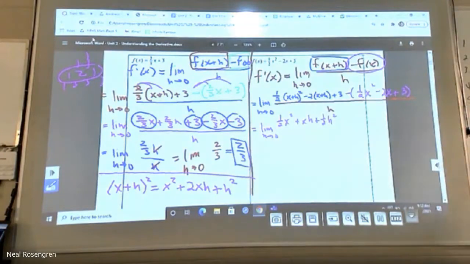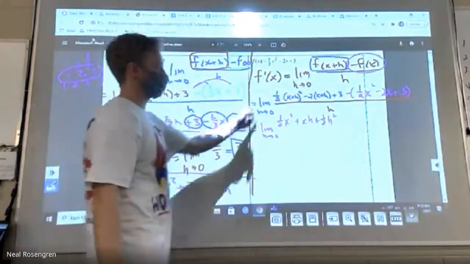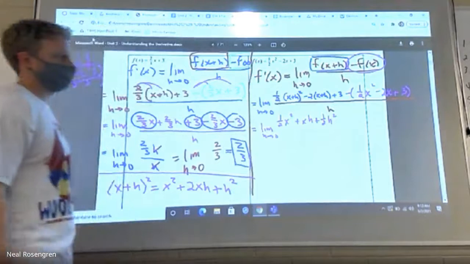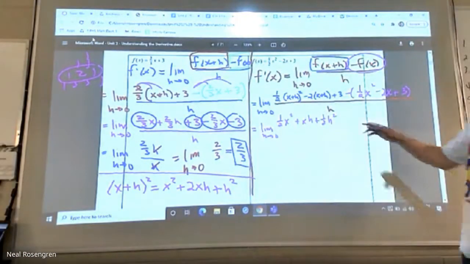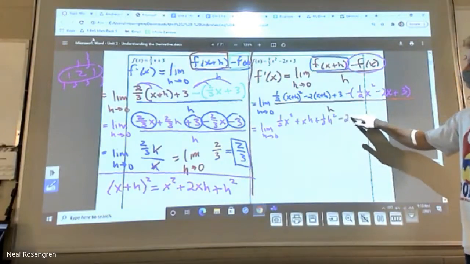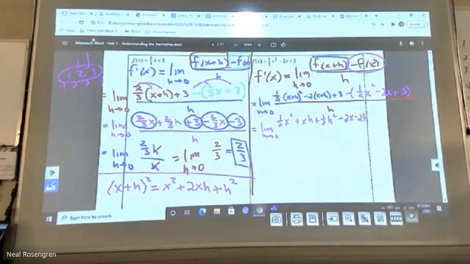Here comes the expansion, right? That's what we're doing now. So I'm taking this side work down here, and I'm just cutting it in half because that was that leading edge. And I just like to try to expand everything all at once. This way I have one step for everything. So I'm going to multiply in the -2, the -2 times x, and -2 times h. Plus 3 is just plus 3. And then minus all of f of x. So minus 1/2 x squared plus 2x minus 3.